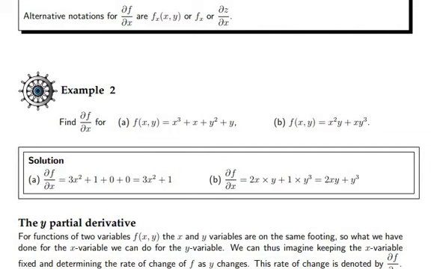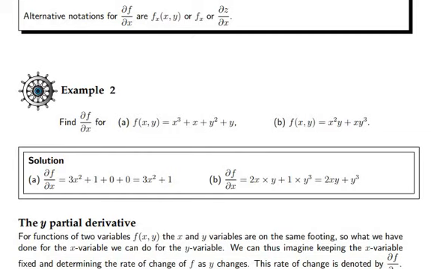Clearly, for example A, whatever the function is, for finding del f by del x we have to keep the y terms constant. So del f by del x equals 3x squared plus 1 plus 0 plus 0. Why 0 plus 0? Because del x of y squared is 0, and del x of y is 0, since y is constant here.